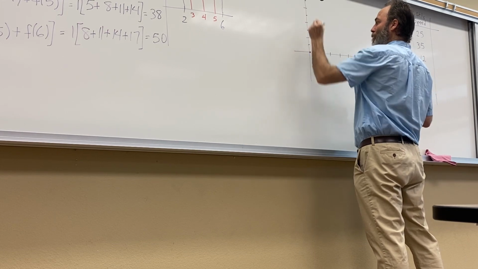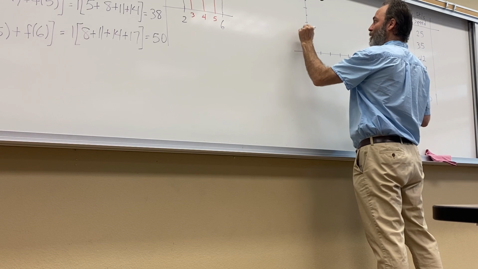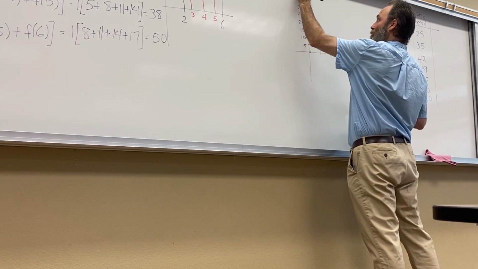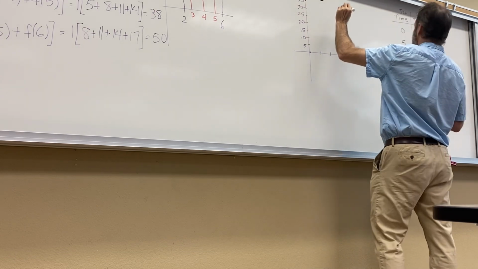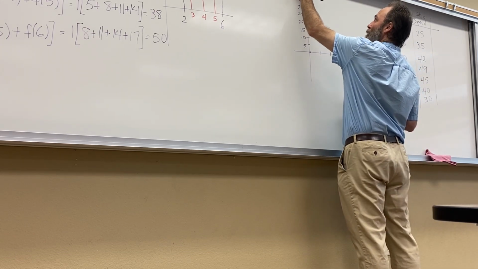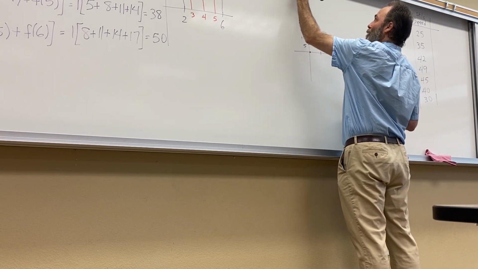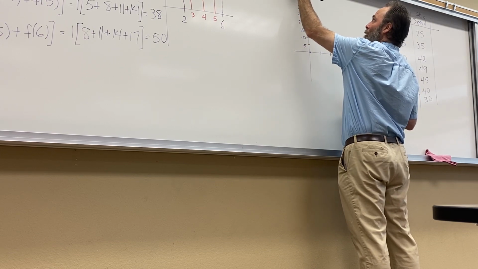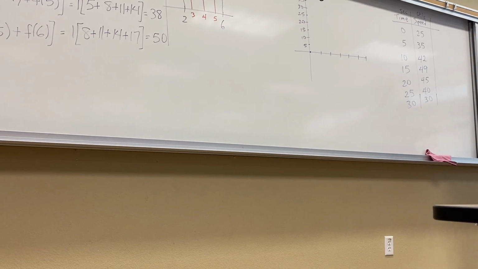so 5, 10, 15, 20, 25. Why is it decreasing as it goes down? Well, sometimes you go faster, sometimes you go slower. Okay. And so I'm going to plot these points.